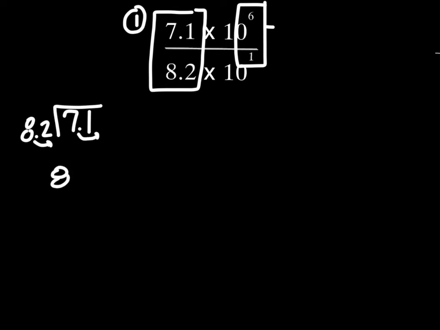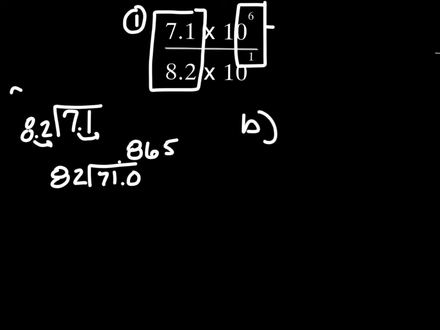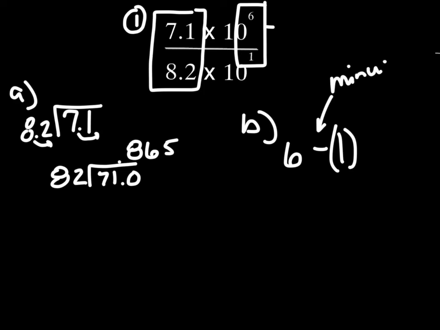So we end up with 82 divided into 71. Well, that doesn't go, so we're going to add a decimal 0 and bring this out. So when we end up with the dividing part of this, we're going to end up with 865 or 0.865. So with our powers, which is our step B, this was our step A, our division, we're going to now say 6, and I want you to say the word minus 1 and put the second number in parentheses. So make sure that you do say the word minus when you put this in your problem. So this will give us a power of 5.